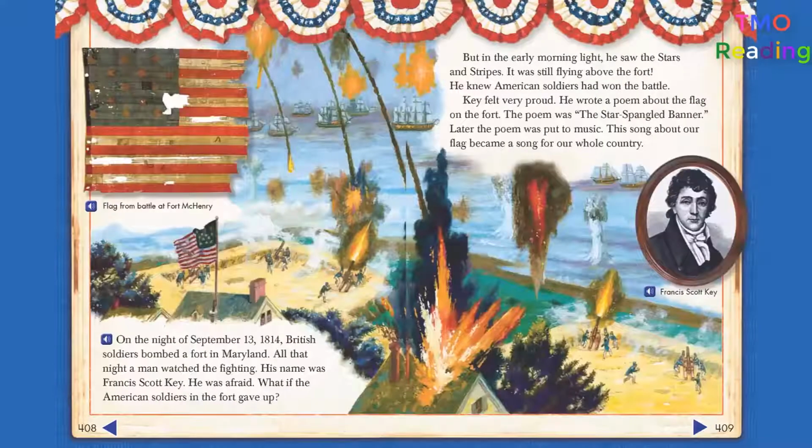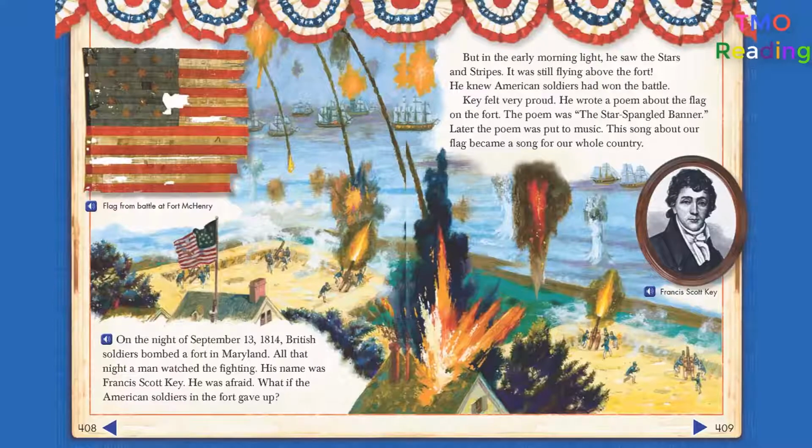Flag from battle at Fort McHenry. On the night of September 13, 1814, British soldiers bombed a fort in Maryland. All that night, a man watched the fighting. His name was Francis Scott Key. He was afraid. What if the American soldiers in the fort gave up?